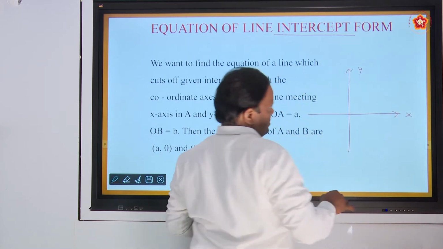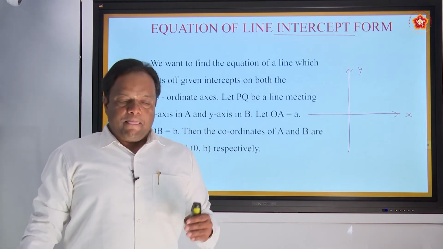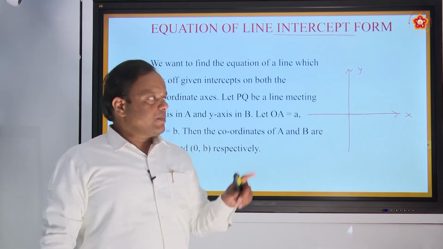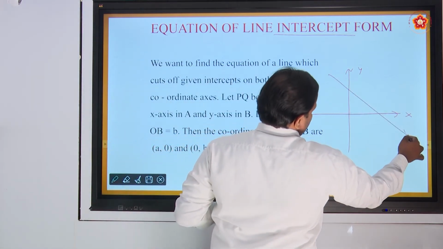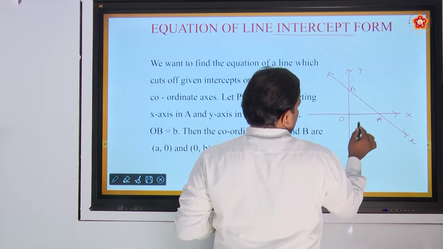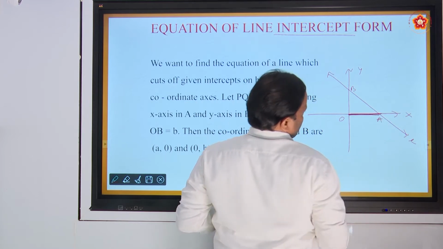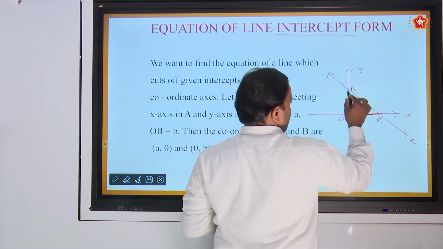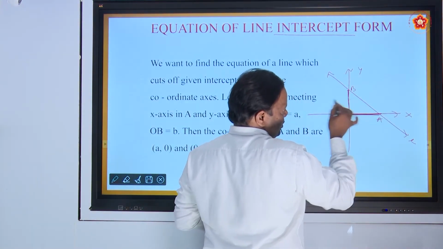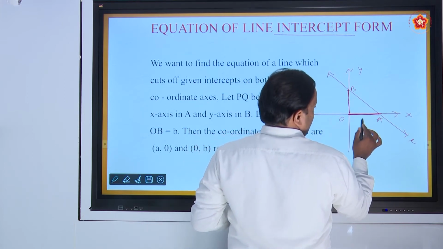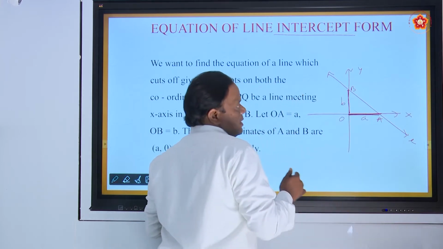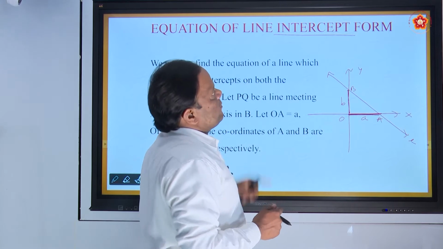Once again observe here, what is the meaning of intercepts? This is the equation of a straight line in intercept form. Suppose the line L cuts the x axis at A and the y axis at B, and let O be the origin. Then OA is called the x intercept and OB is called the y intercept. In the first quadrant both are positive. Generally the x intercept is denoted by small a and the y intercept by small b.